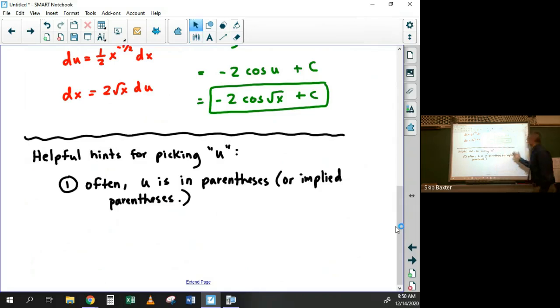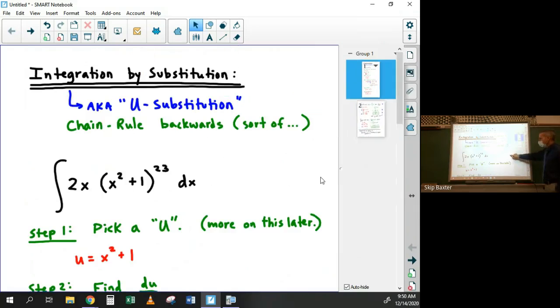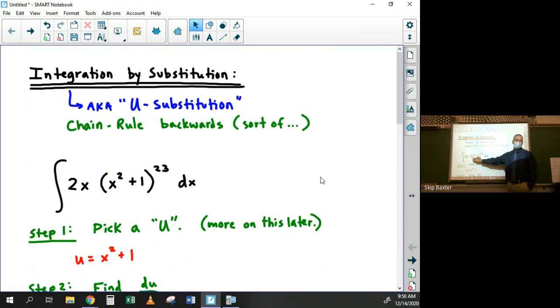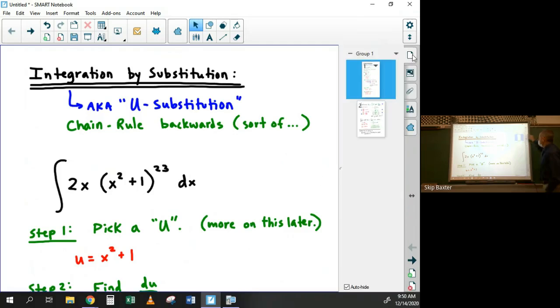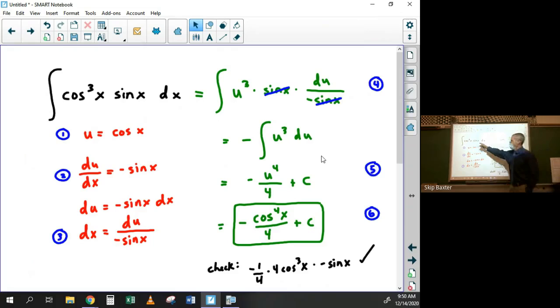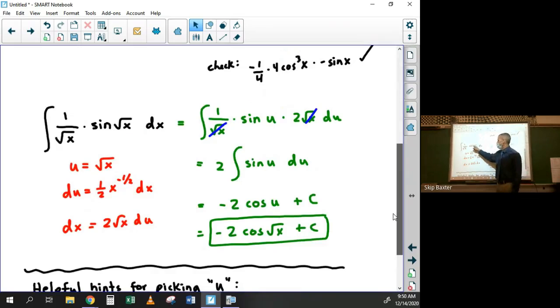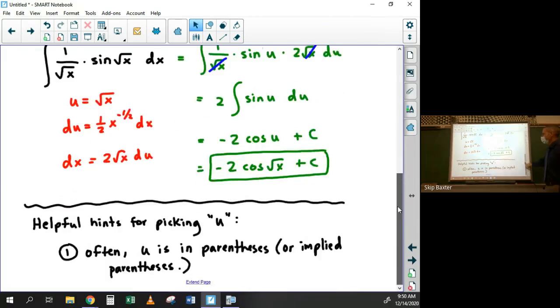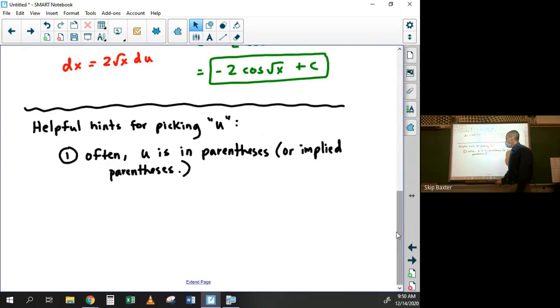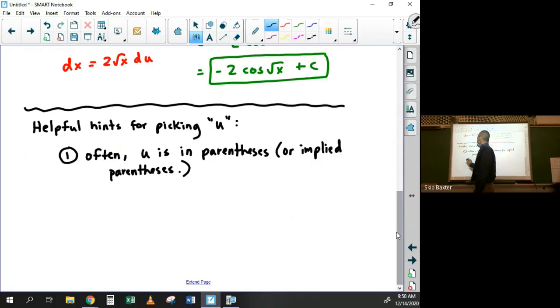If you look at the 3 examples we've done, in the first example, u was definitely in parentheses, right? And that's what it ended up being. In the second example, they were implied. This is really cosine of x all cubed. This is just a shorthand way of writing that. There really were parentheses around cosine x. You just can't see them. And then in this problem, kind of the same thing. You're taking the sine of something. There wasn't actually parentheses there, but there could have been. So that's a helpful hint. It works sometimes, it doesn't always work. The second one works more often.